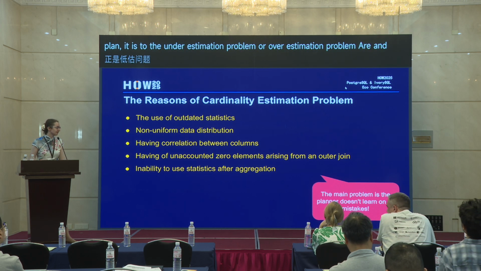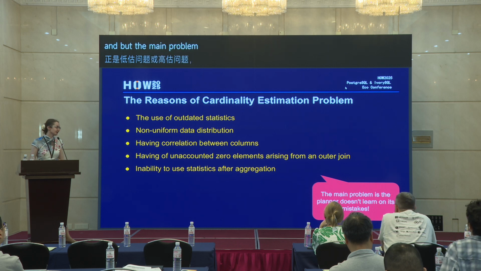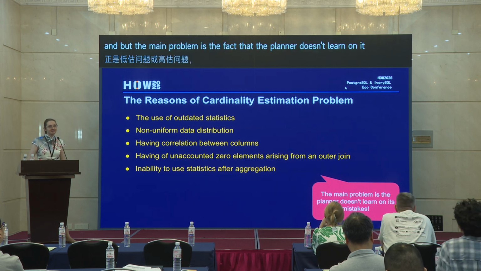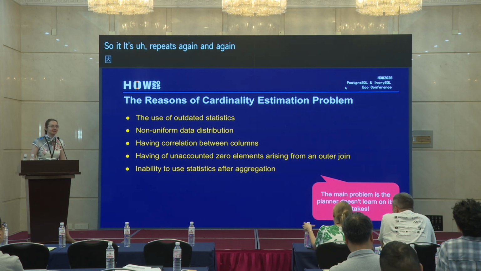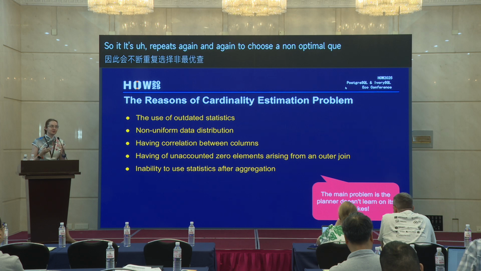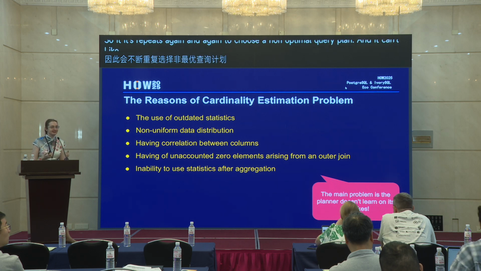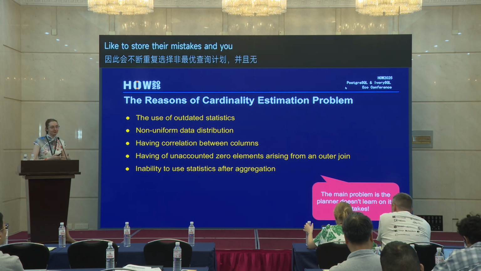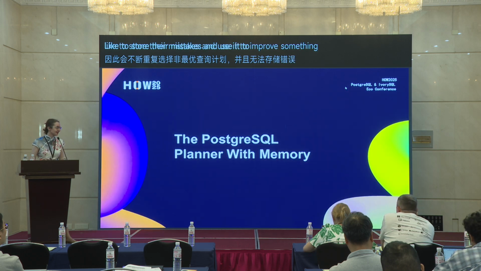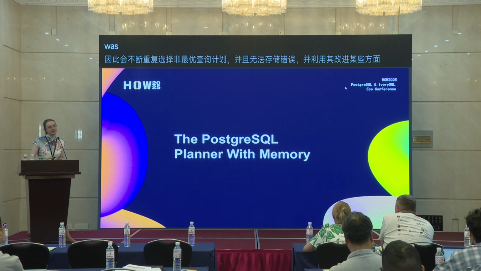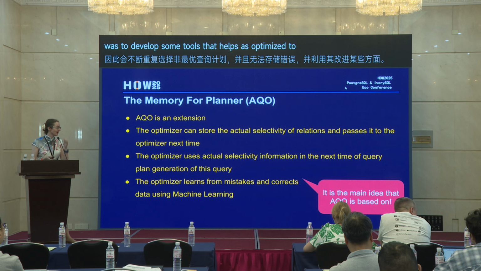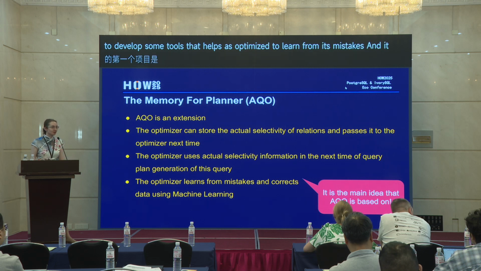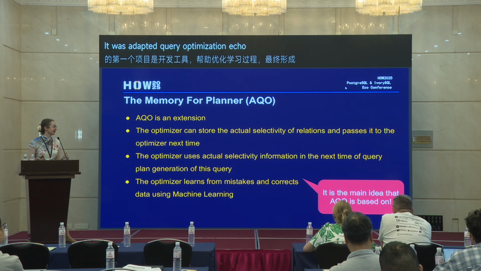But the main problem is the fact that the planner doesn't learn from its mistakes. So it repeats again and again choosing a non-optimal query plan, and it can't store its mistakes and use them to improve something. And our first project was to develop some tool that helps the optimizer to learn from its mistakes. And it was adaptive query optimization, AQO. It is a memory for planner.